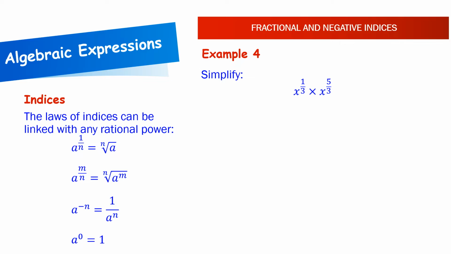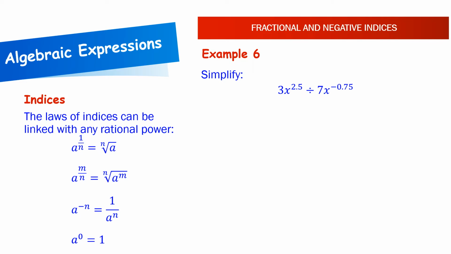Now for example 4. Simplify x to the power 1 over 3 times x to the power 5 over 3. We can simply add the indices as the base is the same. So we have x to the 1/3 plus 5/3, which equals x to the 6 over 3, which is of course equal to x to the power 2. Now for example 5, simplify x to the power 5 all raised to the power 3 over 5. We can multiply 5 by 3 over 5 to give us x to the power 3.